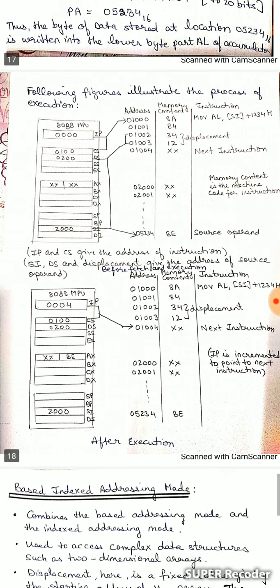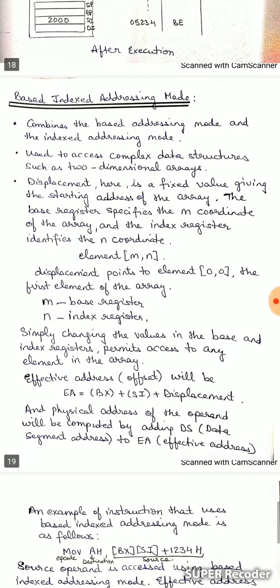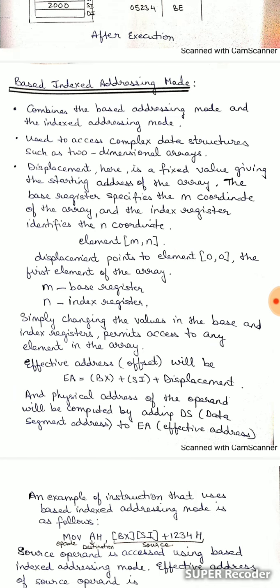So after the execution of the instruction, you can see the byte of data BE at the address 05234 has been copied into the lower order byte part AL of accumulator and IP has been incremented to point to the next instruction. And the last is the base index addressing mode. As the name says, it combines the features of both based and indexed addressing mode. This particular mode is used to find elements in multi-dimensional array.